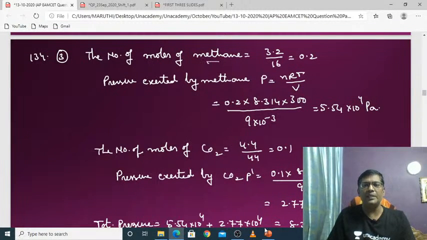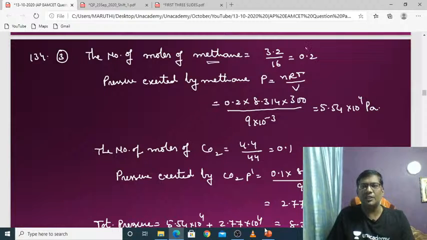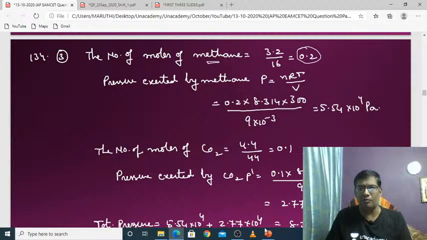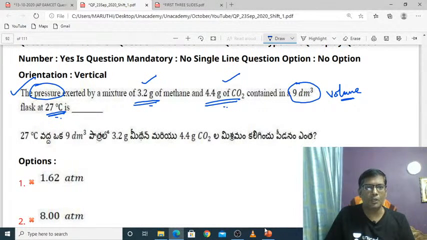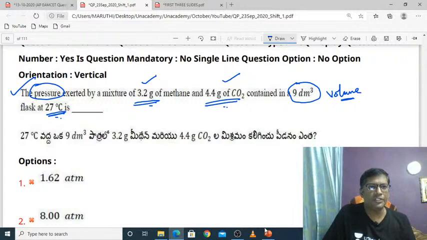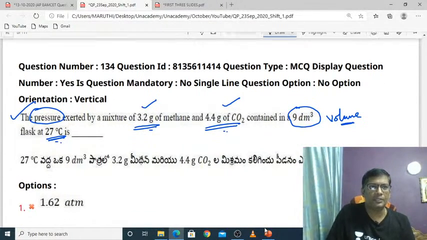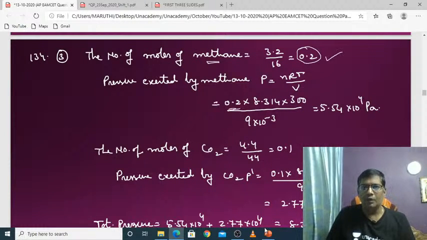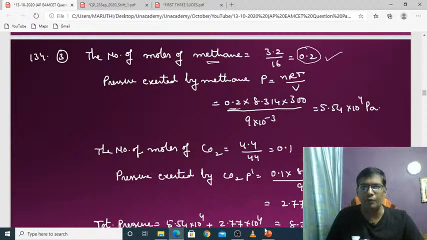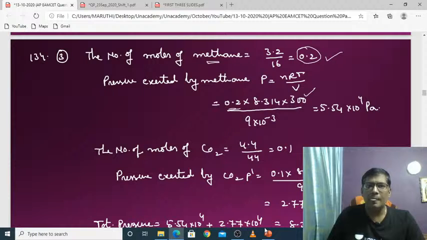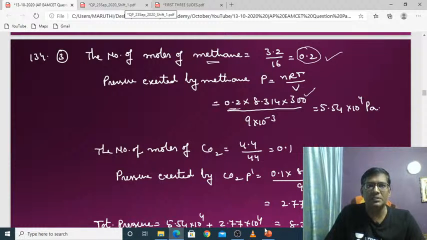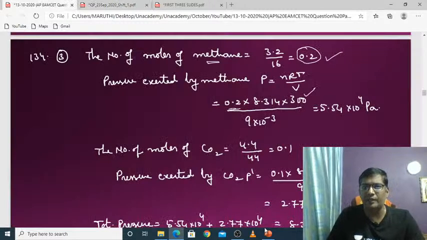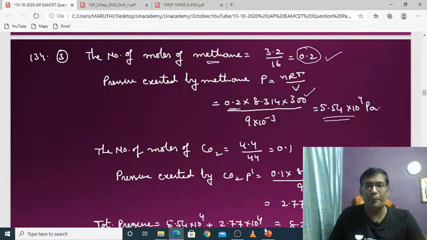See, the number of moles of methane is weight by molecular weight. Methane's molecular weight is 16, so the number of moles is 0.2. The pressure exerted by methane: PV equals nRT. Based on this, P equals n, 0.2 moles, into R, the universal gas constant, 8.314, into T, 300 Kelvin, by V. Volume 9 decimeter cube, so the volume is 9 into 10 power minus 3. So you will get the pressure exerted by methane in Pascal.